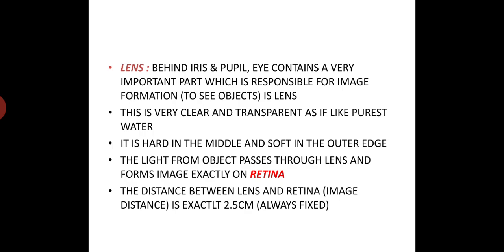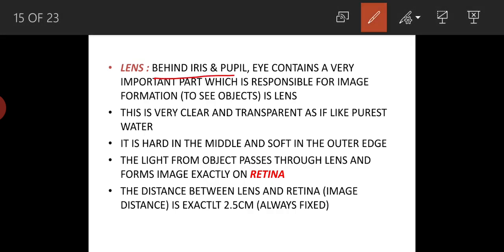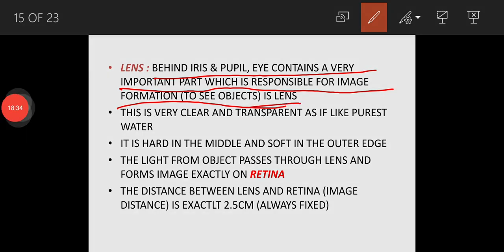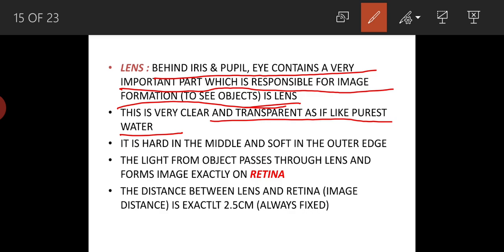Now let us come to the lens. The lens is the most important part of our eyes that forms the image of the object, which enables us to see the object. Behind the iris and pupil, the eye contains a very important part which is responsible for image formation, the lens. It will be very clear and transparent, as if like purest water. It is hard in the middle and soft at the outer edge.